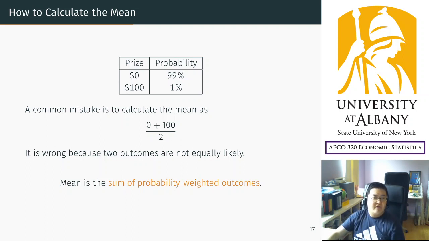So $50 is wrong. And here I declare one principle. The mean is the sum of probability weighted outcomes. This is the definition, a simple one sentence definition. Sum of probability weighted outcomes, not just outcomes, but probability weighted. So let's think about how we apply this. By the way, you know how to calculate mean, but still I see many students confused. So let's clear out this confusion here.